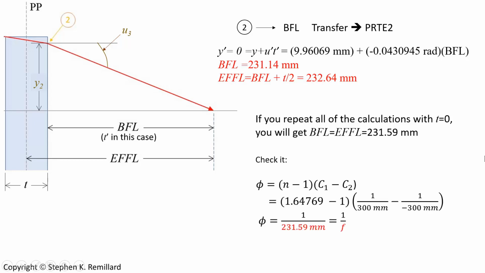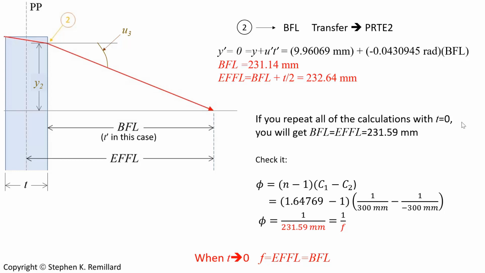So now we can check it out. First, calculate the power of the lens. It's the index of refraction minus 1 times the difference between the two curvatures. But remember, one of the curvatures is negative. And you get 1 over 231.59 millimeters as the power of the lens. You compare that to what we found from our paraxial ray tracing equations when the thickness is 0. Oh, they're the same. So to conclude, when the thickness of the lens is 0, the focal distance is the effective focal length, EFFL. And it's also the back focal length, BFL.